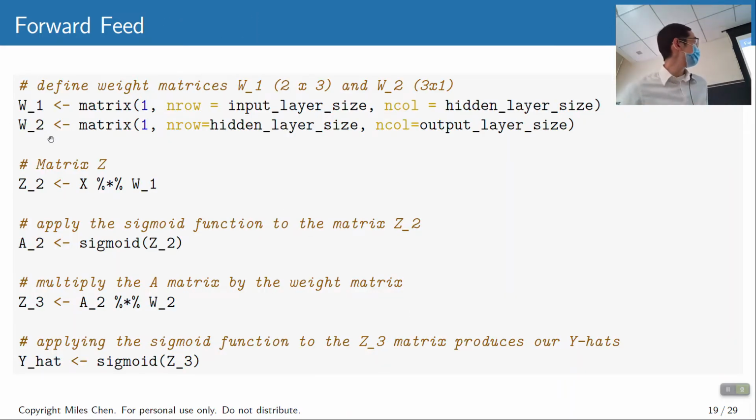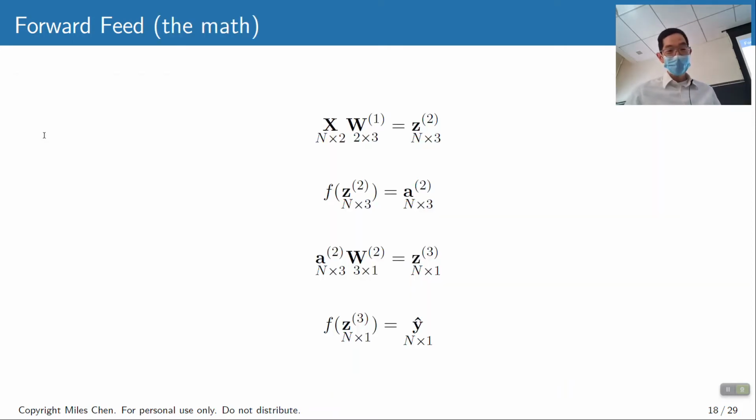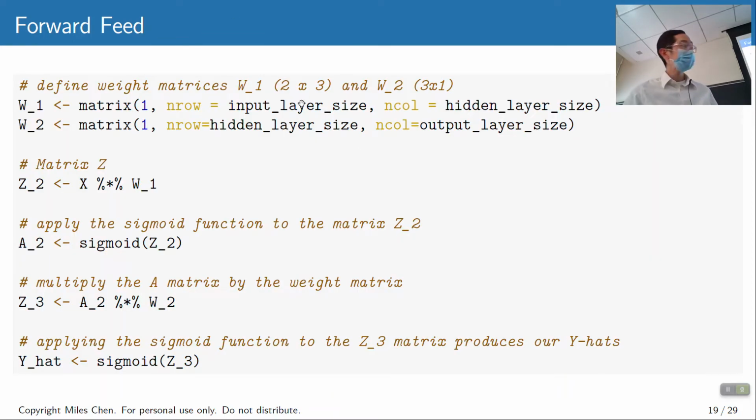So here I'm going to create 2 weight matrices, W1 and W2. W1 is 2 by 3, or the number of rows is our input layer size, and the number of columns is our hidden layer size. Right now I'm just putting in the number 1s. I think later on I just put some random values in here, random uniform values between 0 and 1, and that seems to work, okay? W2 is hidden layer, which is 3, by our output layer, which is 1, so this is going to be 3 by 1.